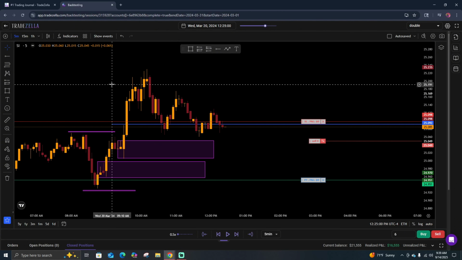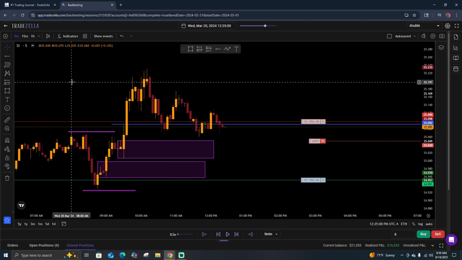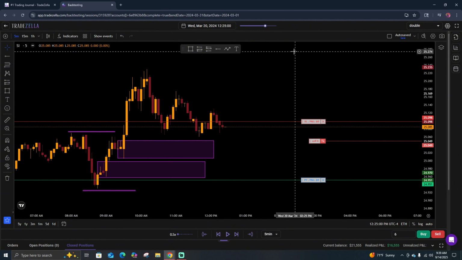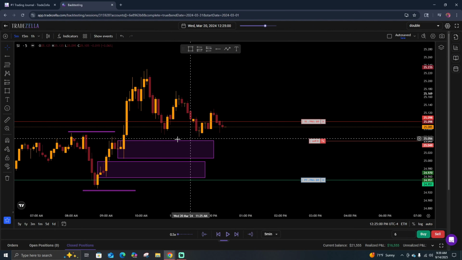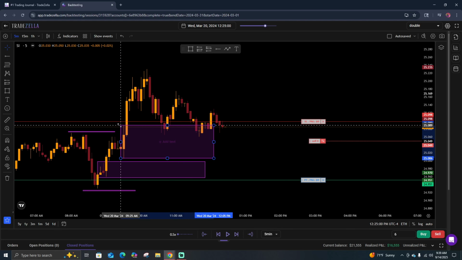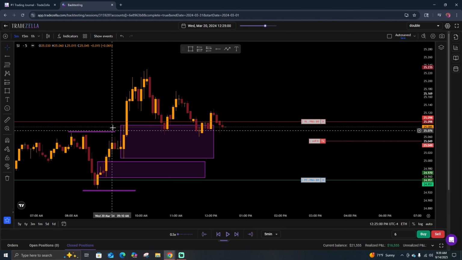Price never tapped. It's okay, it happened. This with the results. Put this line here because sometimes demands can be like, because this zone right here is a demand as well.